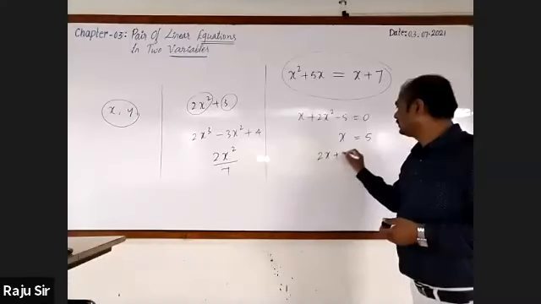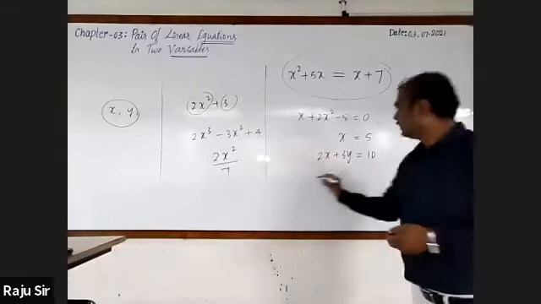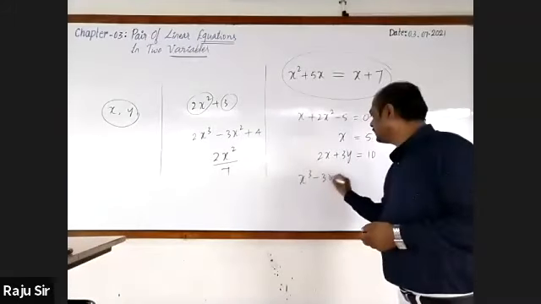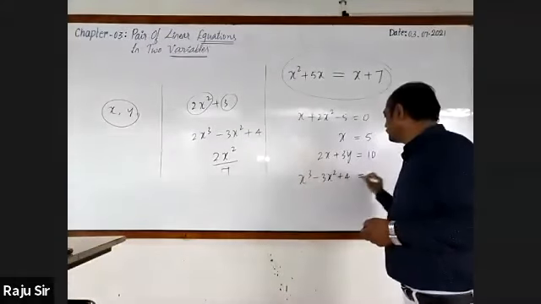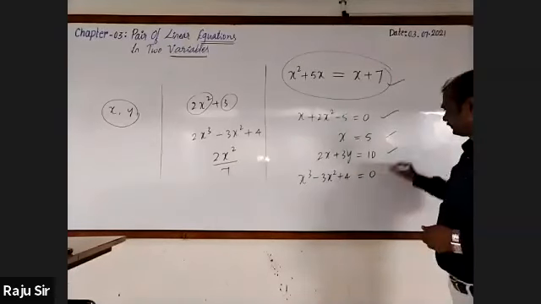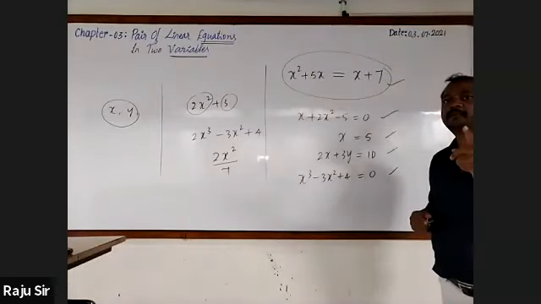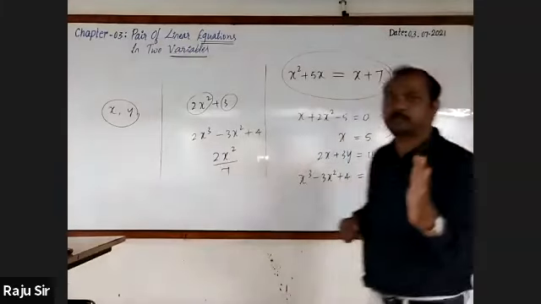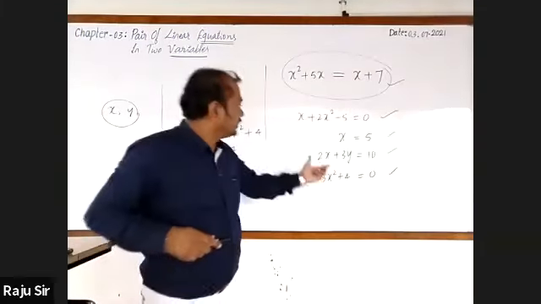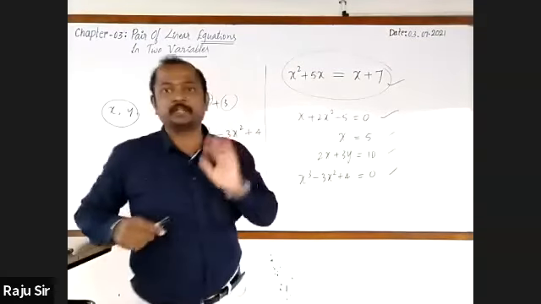2x plus 3y equal to 10 is also an equation. Then x cubed minus 3x squared plus 4 is equal to 0 is an equation. See, here I have written 4 equations. Once more I repeat the definition of equation, listen carefully. It is the equality of two algebraic expressions.